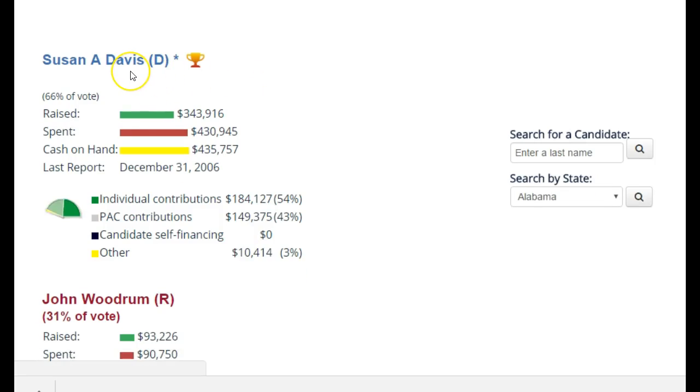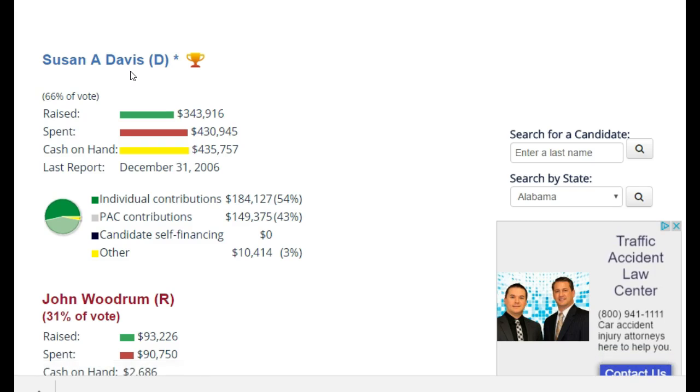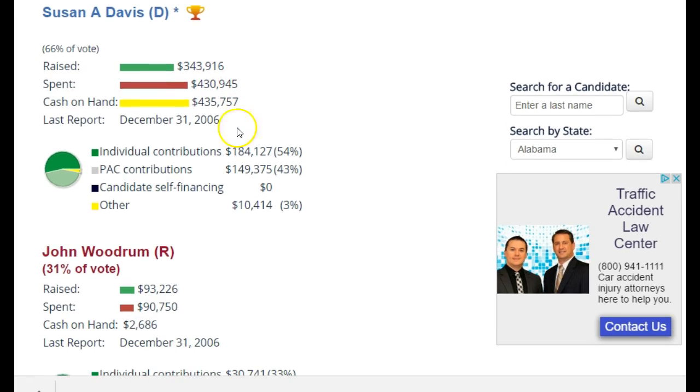So this is Susan Davis running in a district that covers downtown San Diego. She raised, in that race, $343,000. And she spent $430,000, and she still had, after the race was over, $435,000. And this is what's called the campaign war chest. She'll just hang on to that just in case she needs it. She's not allowed to use it for any personal expenses. She must only use it for campaigns. But she'll hang on to it. She didn't need all of her money this time around.